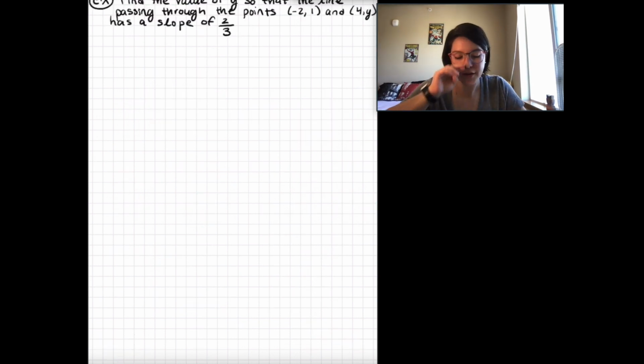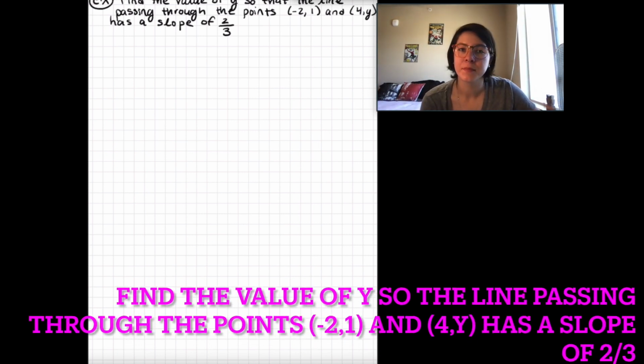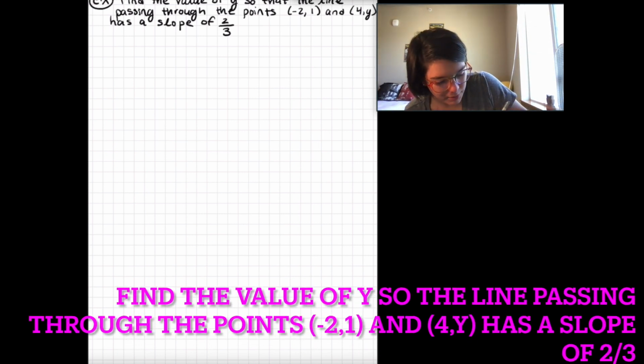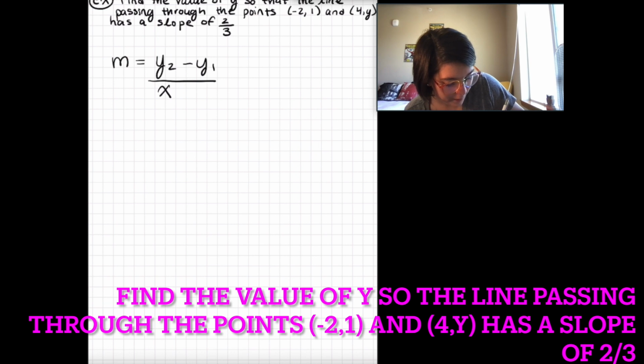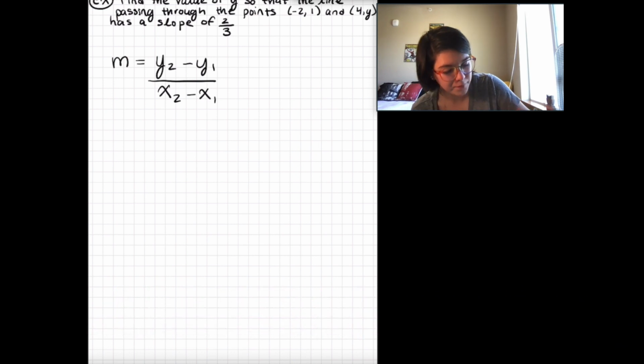Next, we're asked to find the value of y so that the line passing through the points negative 2, 1, and 4, y has a slope of 2/3. So let's remember our slope equation. Remember, our slope m is equal to y2 minus y1 over x2 minus x1. So let's label our points that we're given. Negative 2, 1, this will be x1, y1. And we're given 4, y. So we don't know what y is, but that's okay. We're still going to label this x2, y2.